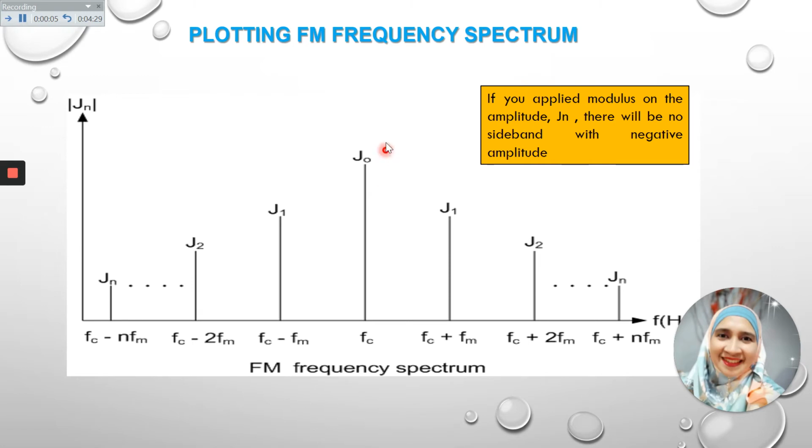So this is the one, your J0, and this is the side frequency, J1, J2 up to Jn, and on the left side also J1, J2 up to Jn. In the middle here is your fc, and then fc plus fm, fc plus 2fm, up to fc plus nfm. On the left side, fc minus fm, fc minus 2fm, up to fc minus nfm. Okay, if you apply modulus on the amplitude Jn, there will be no sideband with a negative amplitude.